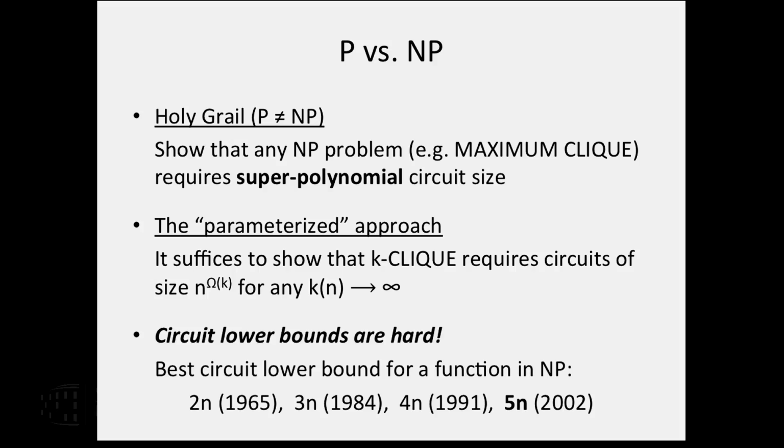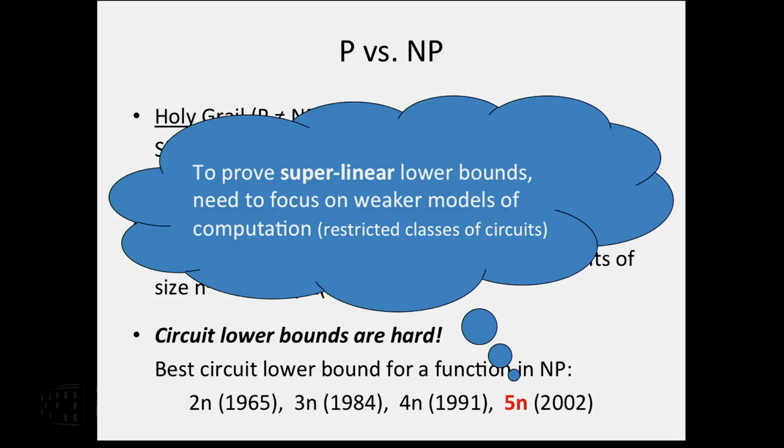But unfortunately, circuit lower bounds are hard. This is showing the world record circuit size lower bounds for explicit functions in the class NP, and as you can see, progress is quite slow. Currently the best lower bound is only 5n. So in order to even prove superlinear circuit lower bounds, we need to focus on weaker models of computation, and for this talk that will mean restricted classes of Boolean circuits.